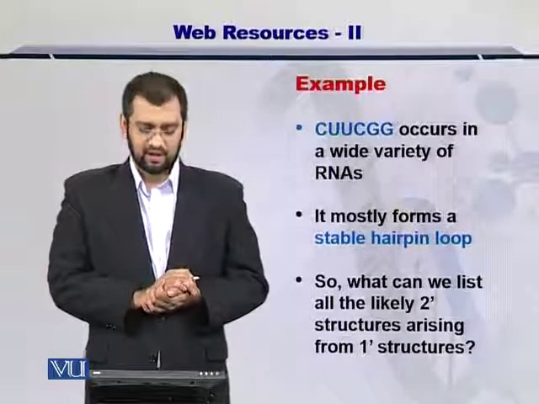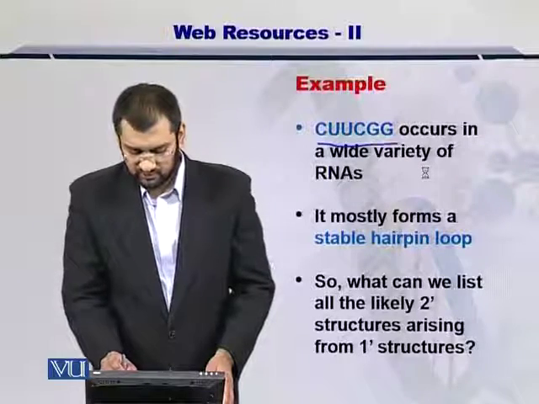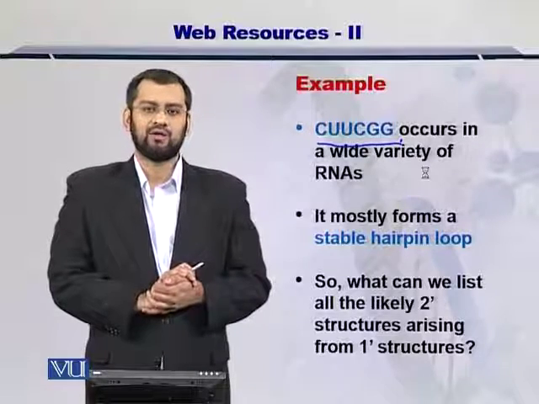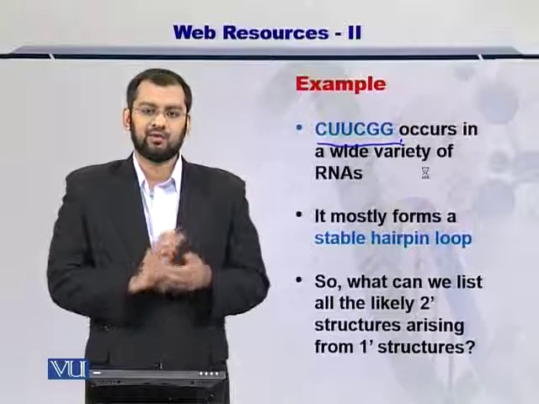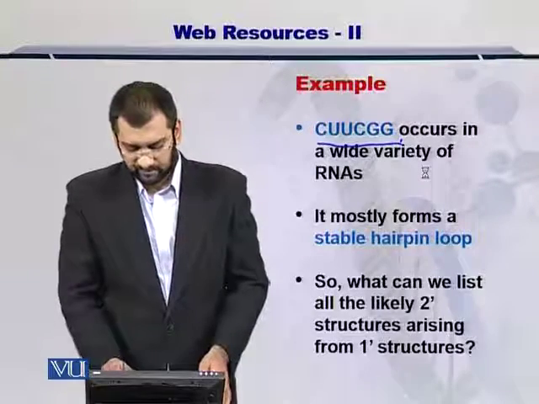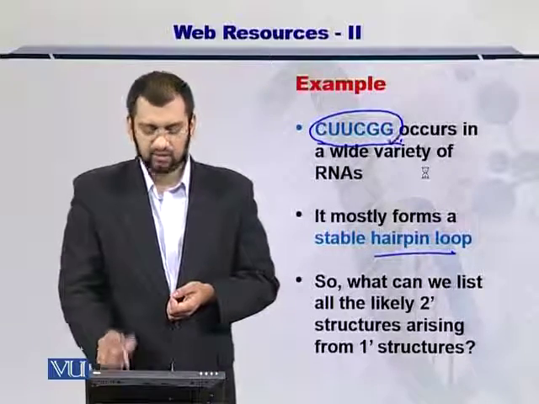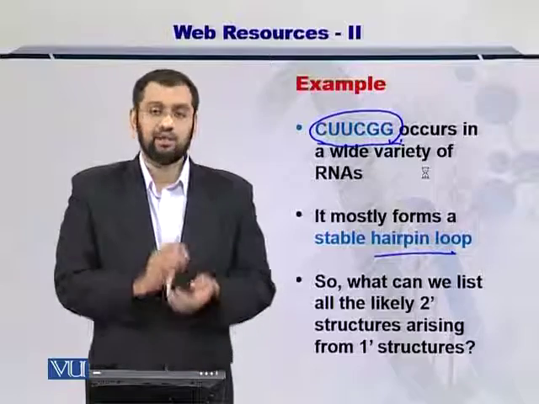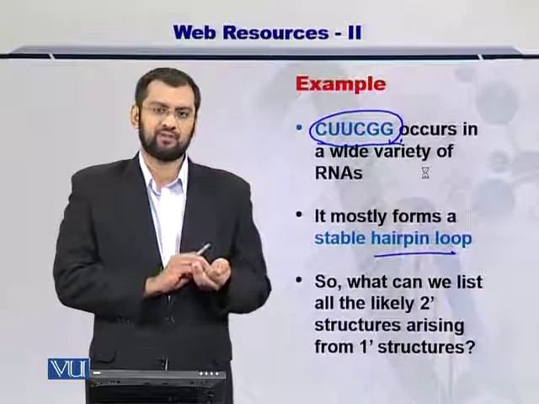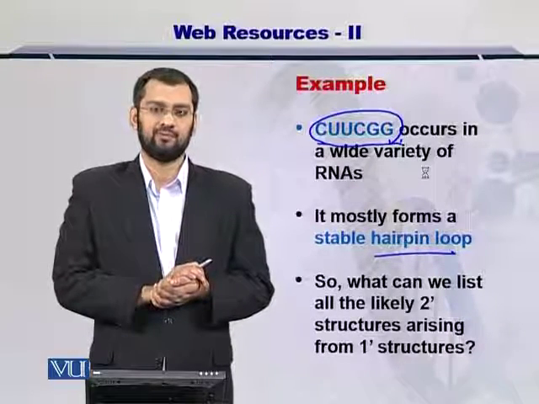As an example, I have a sequence here for you. CUUGG, CGG. It occurs in a wide variety of RNA, and it always forms a hairpin loop. So, if you have this sequence in your primary structure, then you may want to label the secondary structure that is possible from this sequence to be a stable hairpin loop as well.